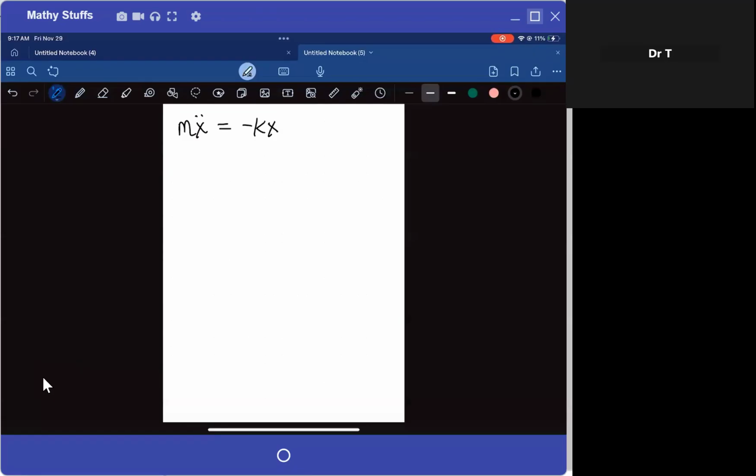But I might also have a damping on this. And I'm going to toss this in here as a minus mu x dot, and then I'm going to talk about it. So this is a linear friction term. So the mu is equal to the damping constant.